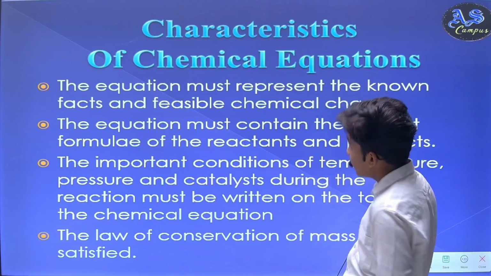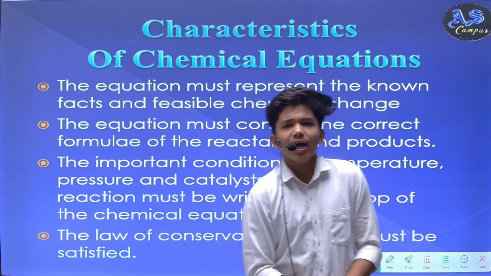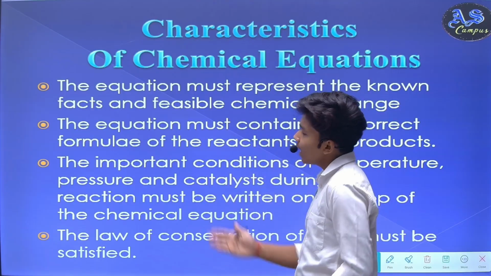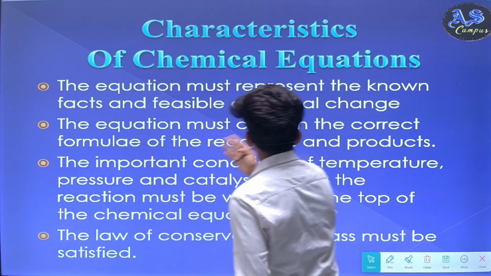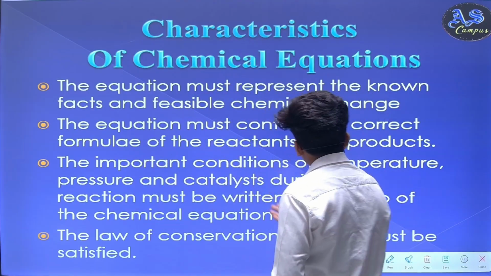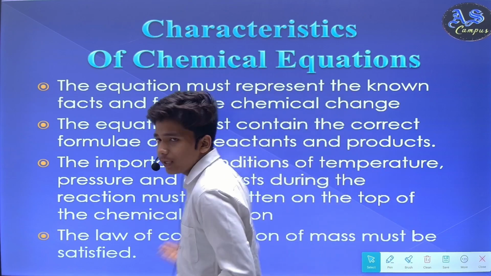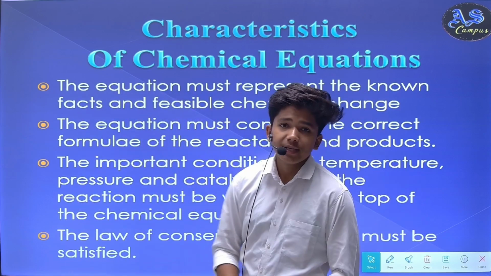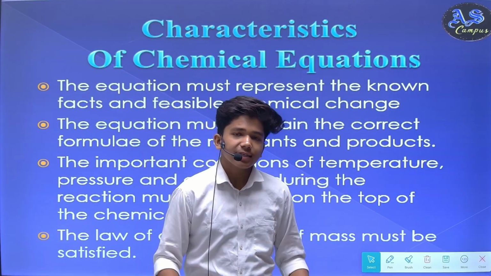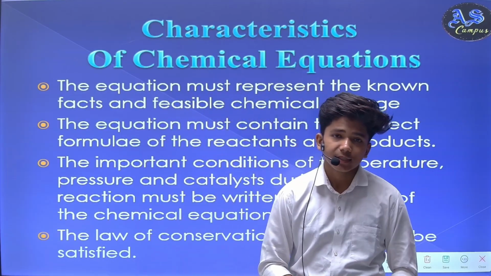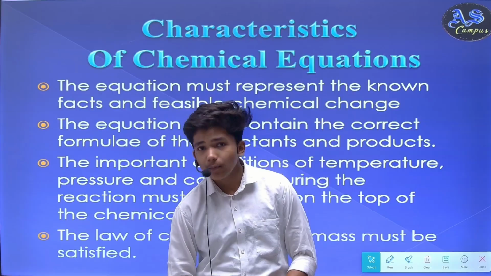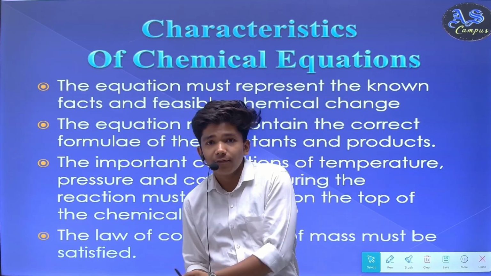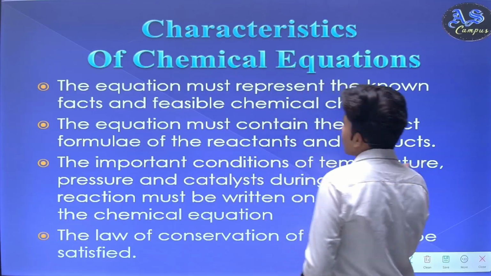The equation must contain the correct formula. We can't write the formula of hydrogen as O2 because it is the formula of oxygen. So the formula should be very correct. The important conditions of temperature, pressure and catalyst during the reaction must be written correctly. And the last one, the law of conservation of mass must be satisfied. We studied in class 9 what the law of conservation of mass means: mass can neither be created nor destroyed. That is, the mass before the reaction and after the reaction will be the same.